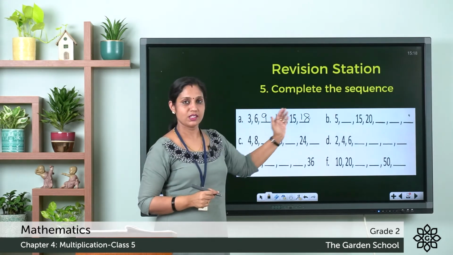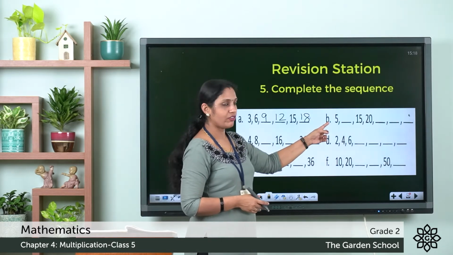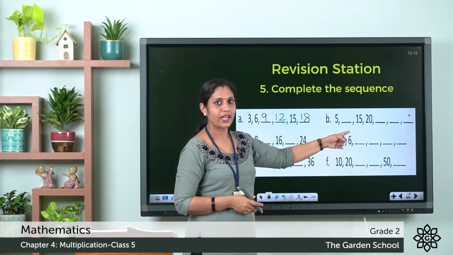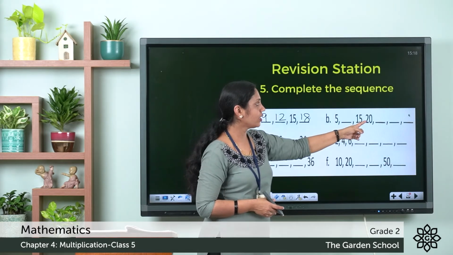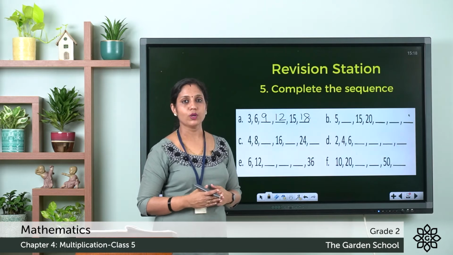Likewise, we completed this sequence. Now let's look at the next one. Here you can see the number 5 is given. The next is left blank, and afterwards you can see 15, 20 given, and the rest we need to fill in. So which table do we need to apply here?